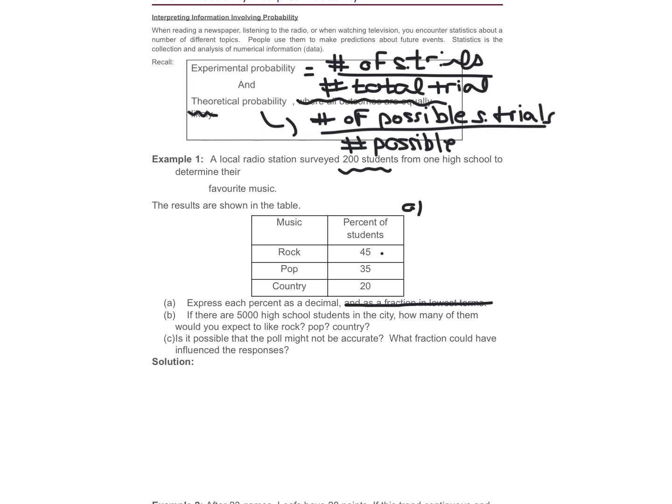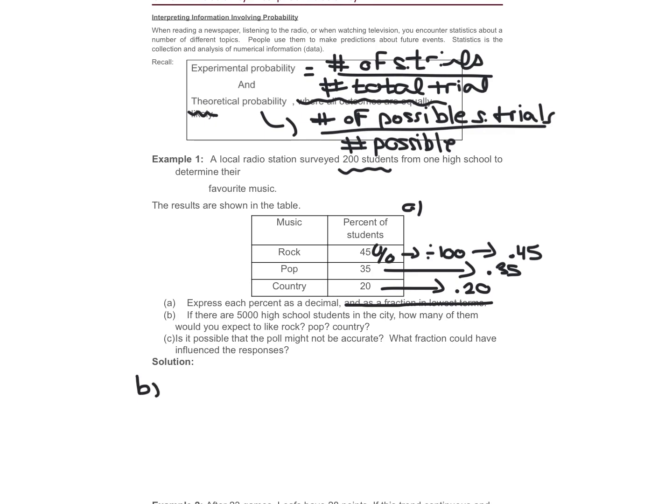So if we want to convert 45% to a decimal, we would divide by 100, right? Which is 0.45. So divide 35% by 100, which is 0.35. Divide 20%, which is 0.2. Okay, so those values are going to become important because we're going to use them in the next question.